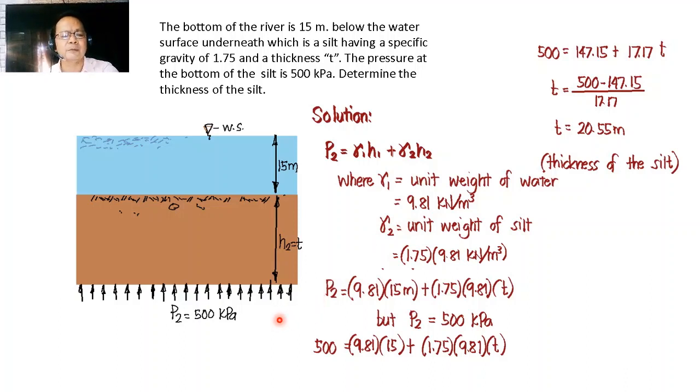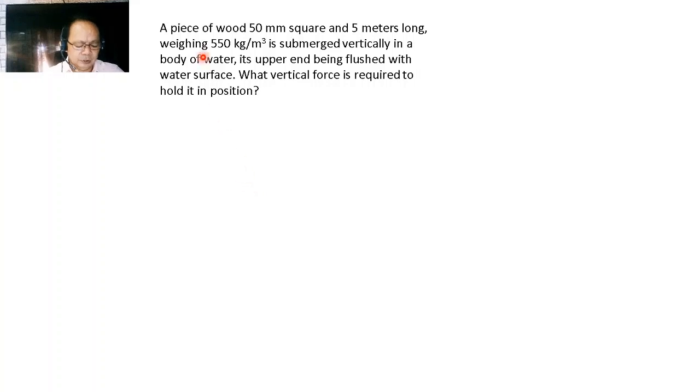The third problem is somewhat the application of the variation of pressure, and the problem goes like this. There is a piece of wood 50 millimeters square and 5 meters long, and weighing 550 kilograms per cubic meter, that is submerged vertically in a body of water, its upper end being flush with the water surface. What vertical force is required to hold it in this position?